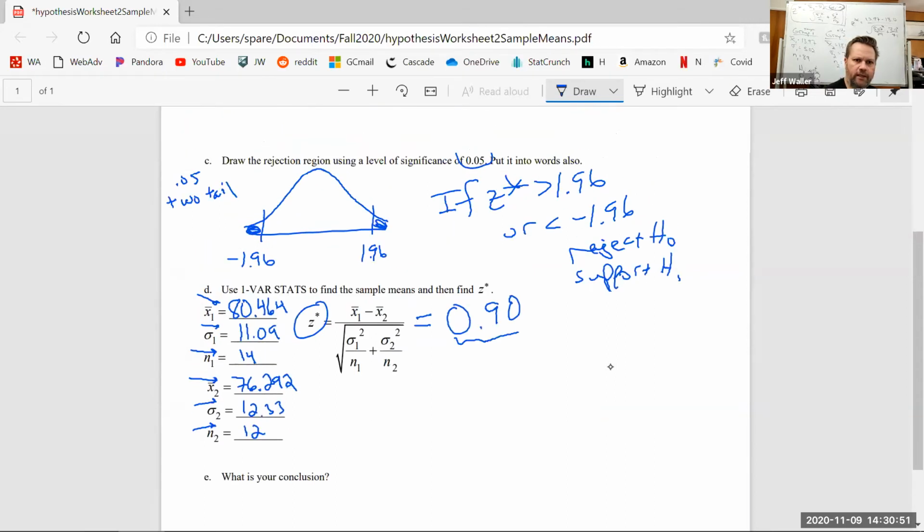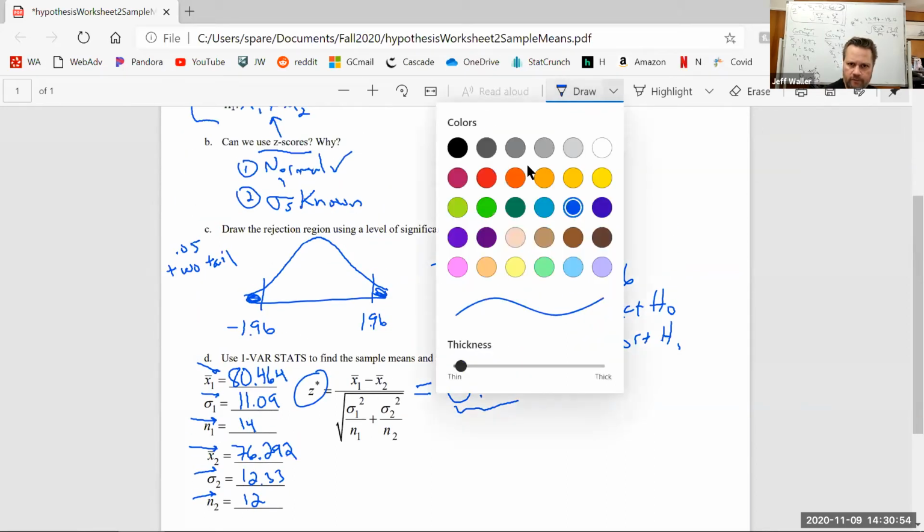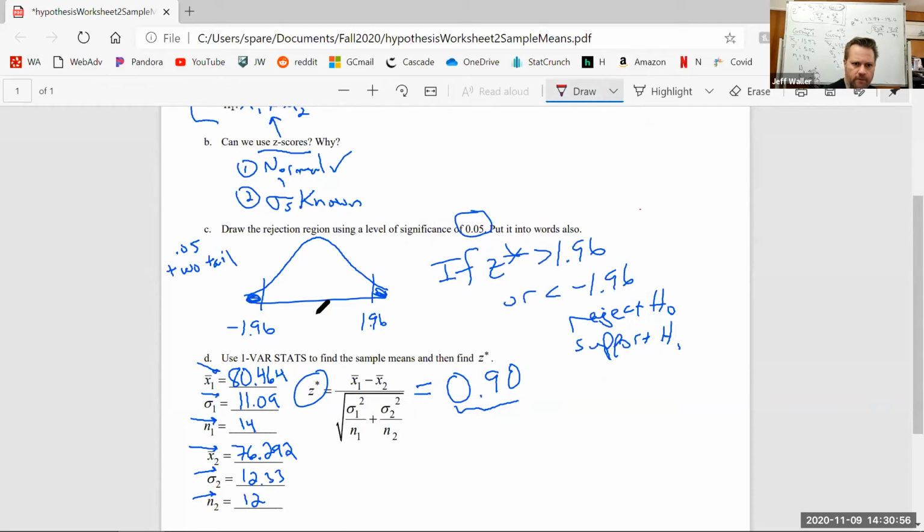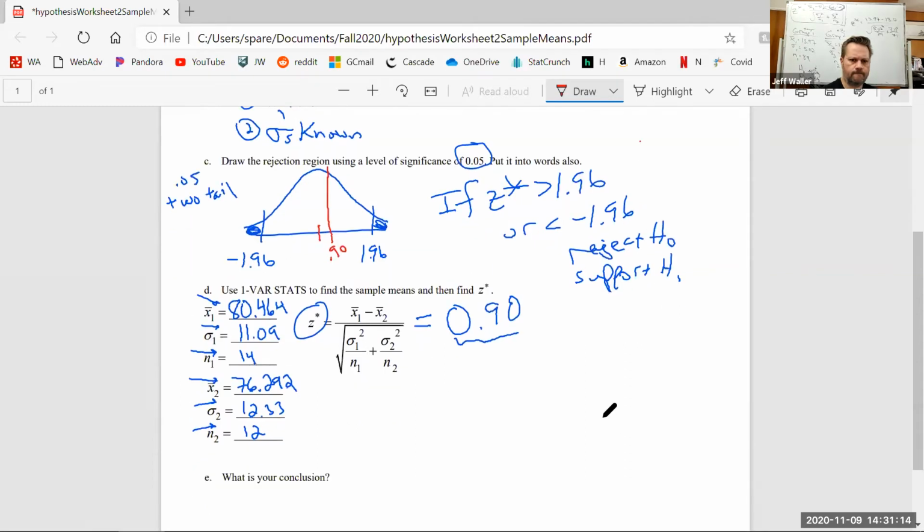So we definitely have failed. We got to about right there. Here's 0, and we got to about right there. We barely left home. Good job. I'm running away from home. And then you go next door. So again, we have failed to reject the null. And we have failed to support the H1.